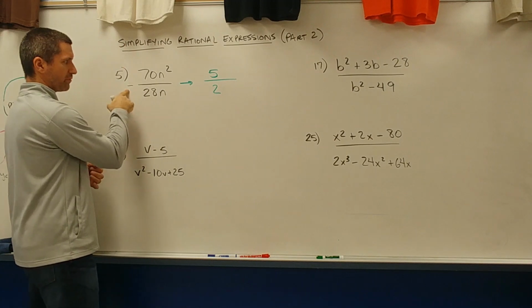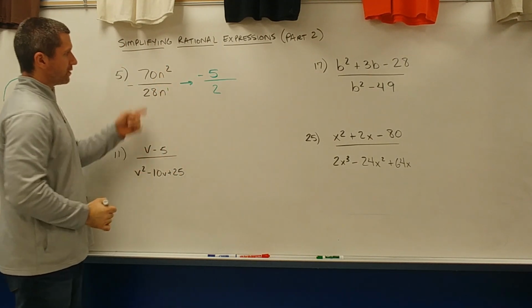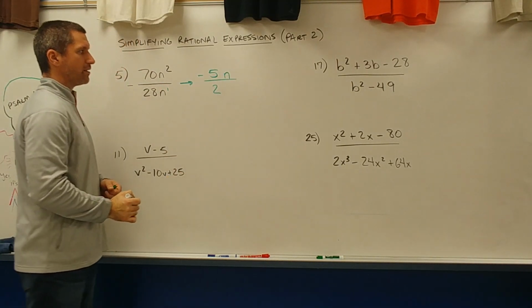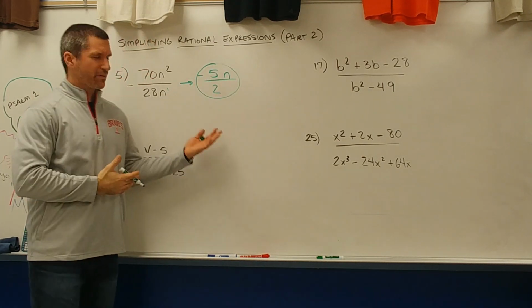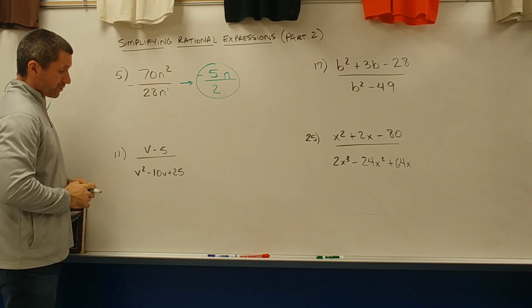Where do you want to put the negative? You want to put it right there? Sure, looks good. And then use your exponent property. 2 minus 1 is 1 on the exponent, so that's n to the first or just n. That's it. You could change it to a decimal. Why would you? It's fine. It's a fraction. We're going to leave it like that. Okay, number 5 done. Let's go down to number 11.